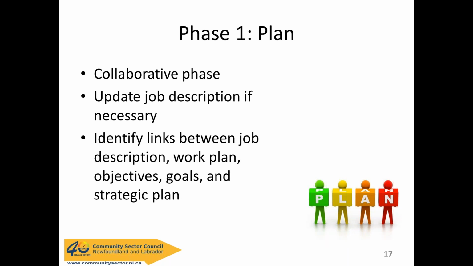As I said earlier, there are 3 recommended phases that you should use when doing performance management. They are plan, monitor, and review. So the first phase, plan, is a collaborative phase whereby the employees and managers get together to review the employee's job description, to determine if it actually reflects what the employee is currently doing. And then changes can be made if necessary. It creates a link between the job description, the work plan, objectives, goals, and the overall strategic plan.